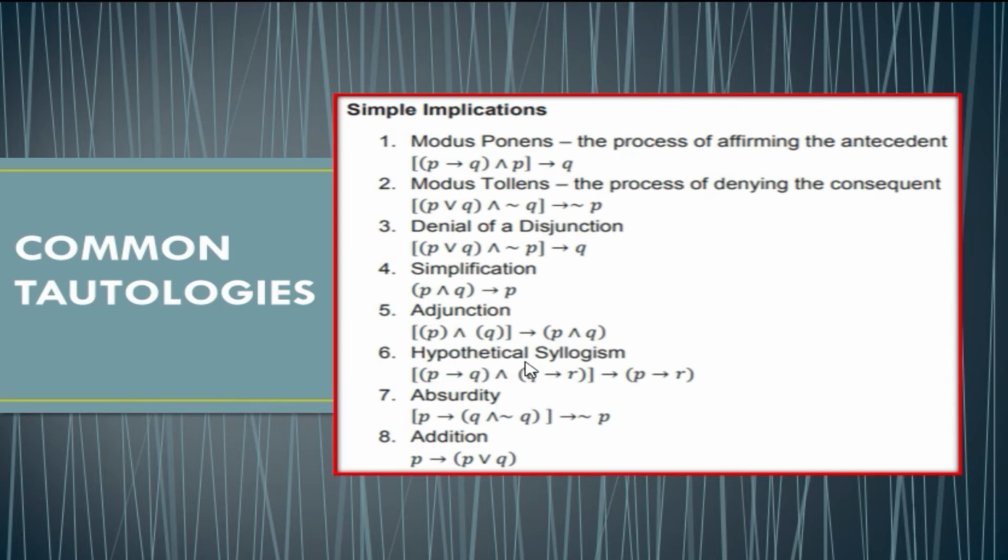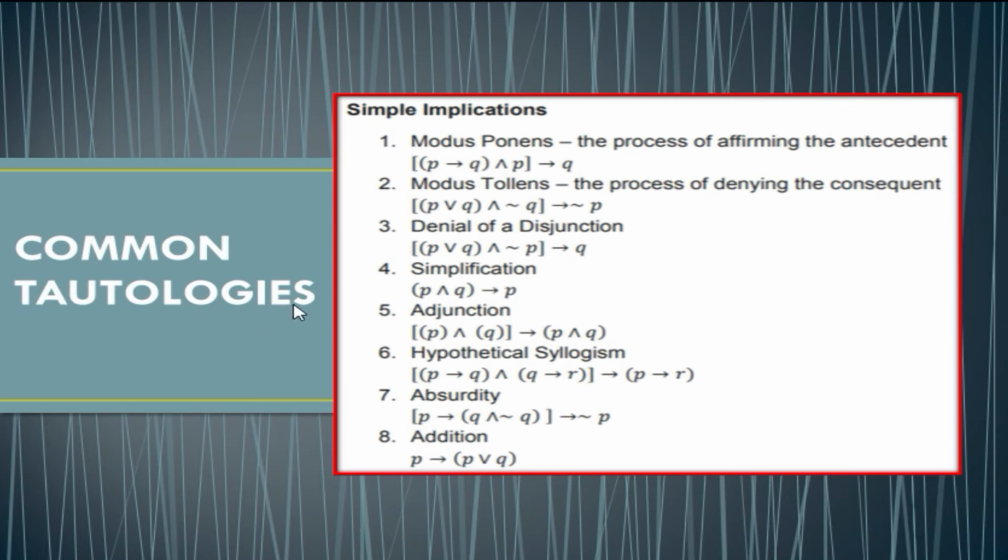The sixth one is hypothetical syllogism. We have P implies Q and Q implies R implies P implies R. The seventh one is absurdity. P implies Q and not Q implies not P. And the last one is addition. We have P implies P or Q. So these are some common tautologies that we need to consider in affirming or denying statements or arguments.